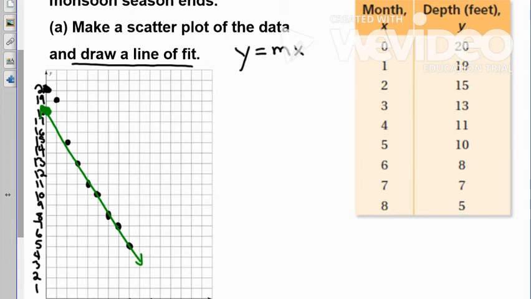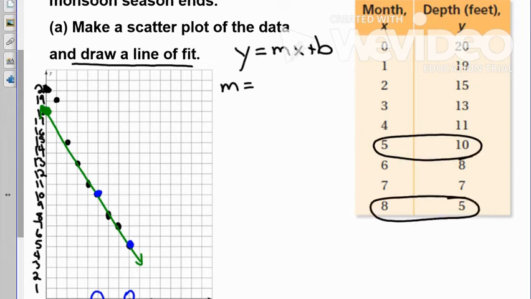Again, what we are going to need then is y equals mx plus b to write the slope of our line. So we need to pick 2 points that are actually on our line. I'm going to pick the 2 blue points here that you can see on the graph. They might not be the same ones that you have, but they are going to be the ones that I'm going to pick for you, so that way you're able to easily find that slope. The 2 points we're going to use are (5, 10) and (8, 5).